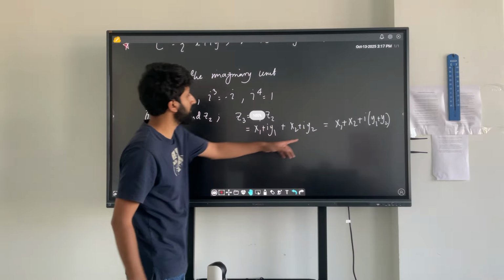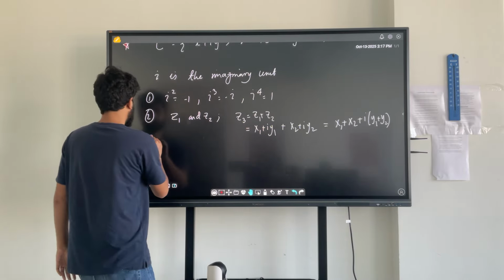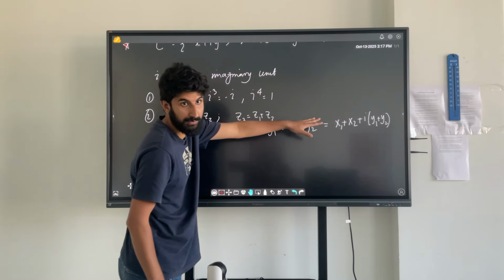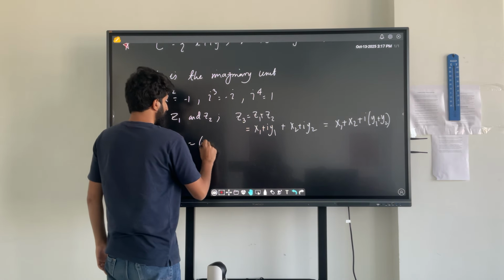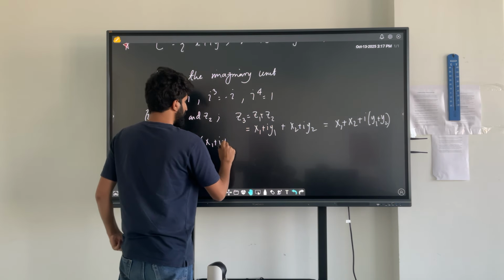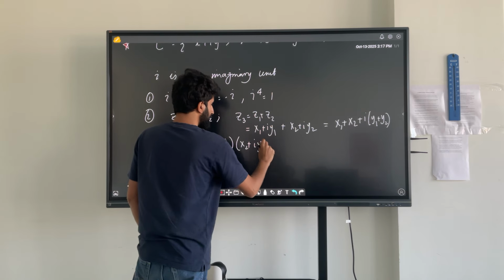Similarly, if I multiply two complex numbers, here we didn't use the fact that iota square is minus 1 because we didn't need to. But let's multiply two numbers, and you'll see that we'll get iota square out of it. If I multiply z1 with z2, I'll get x1 plus iota y1 times x2 plus iota y2.